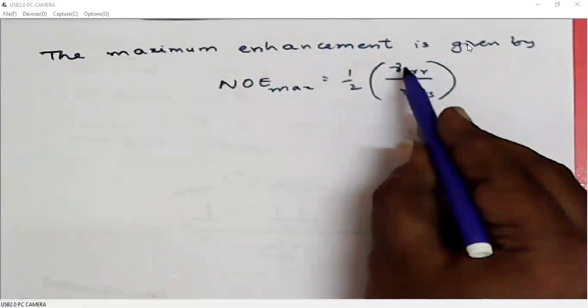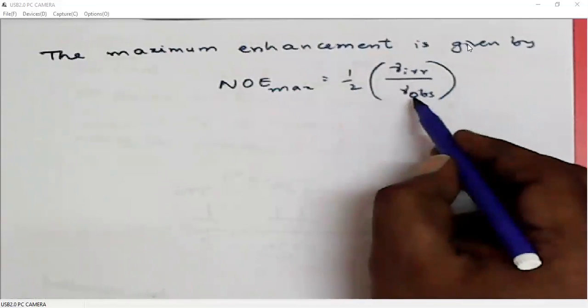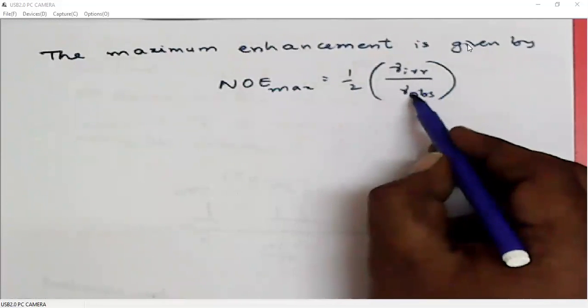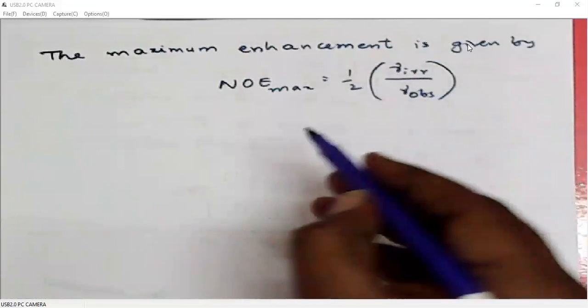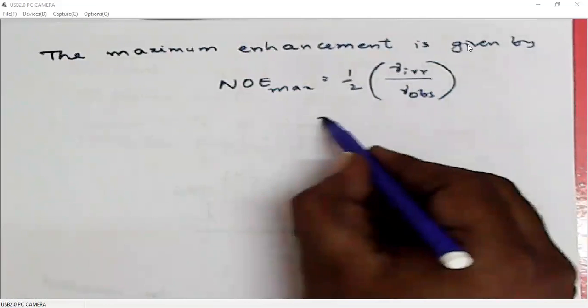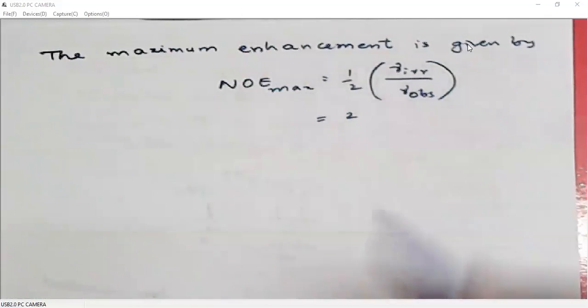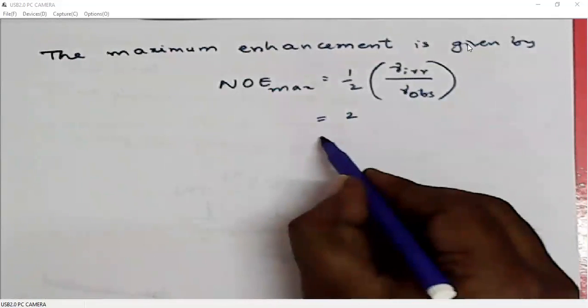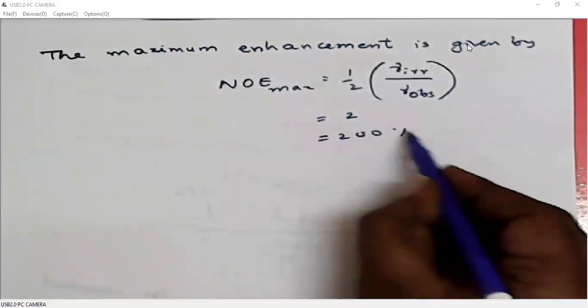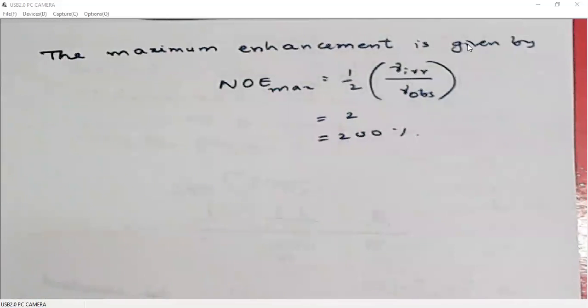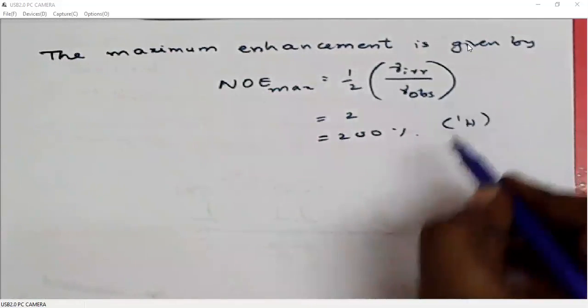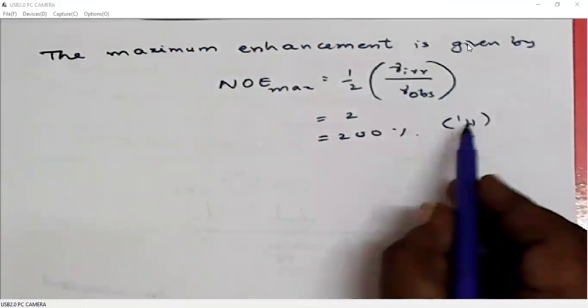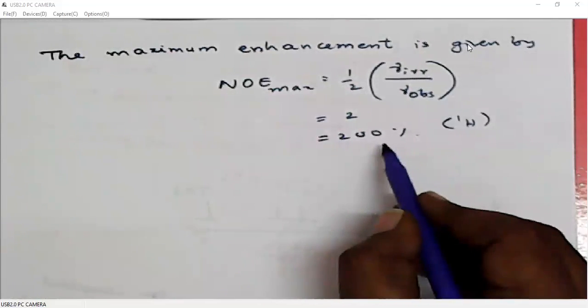As we know, gamma of protons is 4 times larger than gamma of carbon, so we get 4 here. So NOE maximum for protons is 2, or nothing but it is called as 200%. So when we irradiate protons and we observe carbon signal, we observe 200% enhancement.